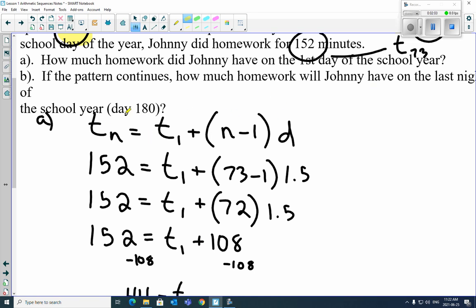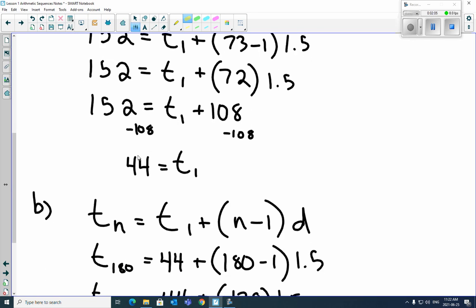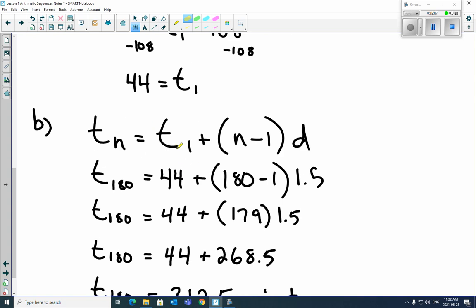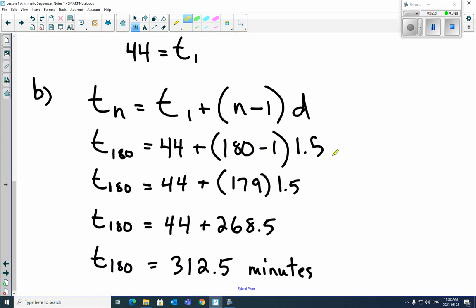Second part of the question: if the pattern continues, how much will he do on the last night of the school year? So day 180. Okay, so 180. We know what t_1 is, it's 44. We know that we're looking for 180, so that's n. And we know d is still 1.5. Now here, we replace the t_n with the value we're looking for, because that's our unknown variable, right? Then we do the math. You do your subtraction first, then your multiplication, then your division, then your addition, and you find out on the 180th day, he does 312 and a half minutes of homework.